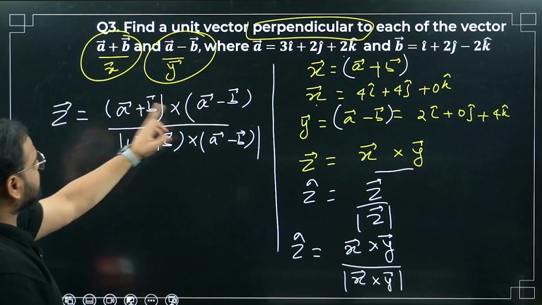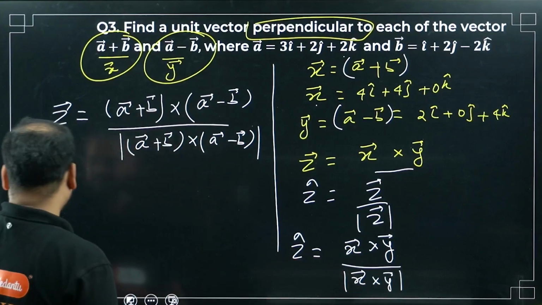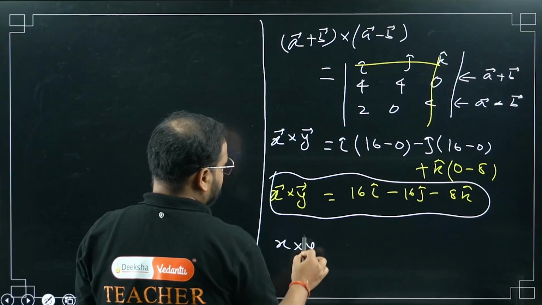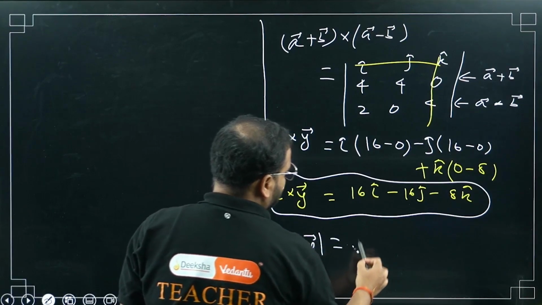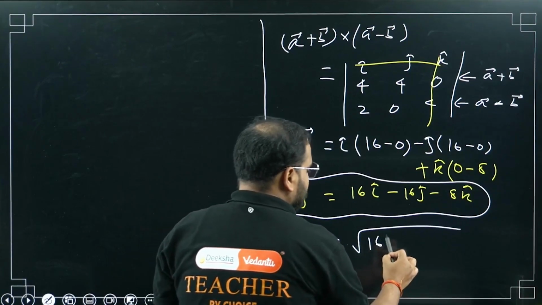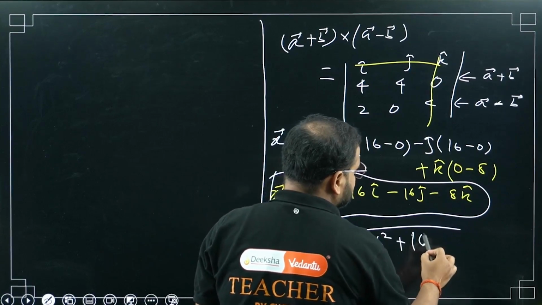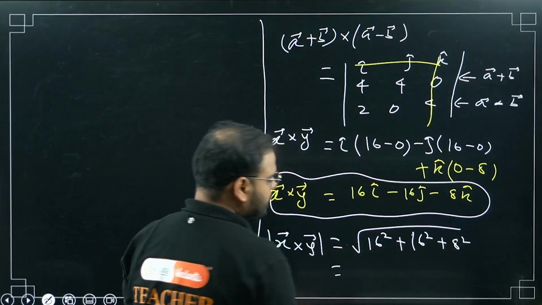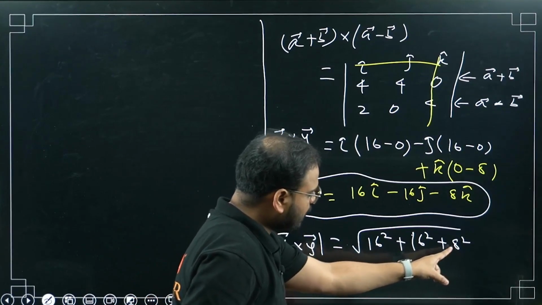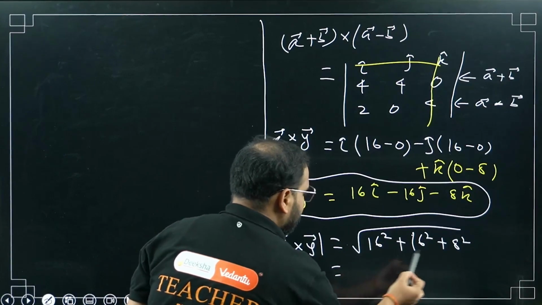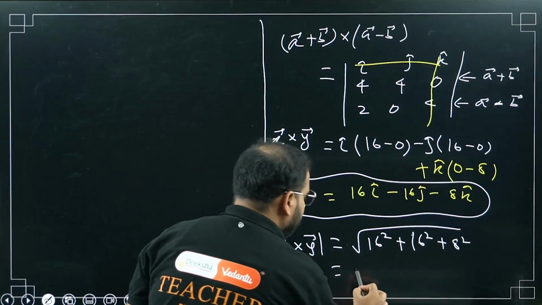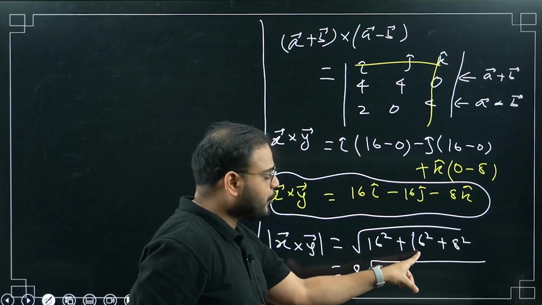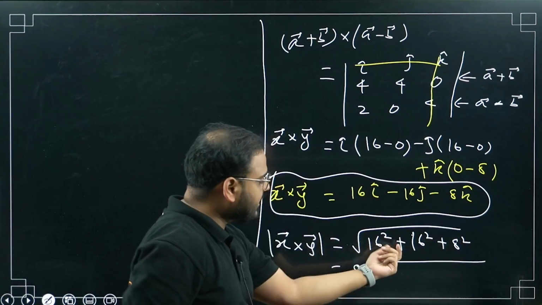I'm not looking for just X cross Y; I'm looking for its modulus as well. Let's find that value. 16 squared, 16 squared again, and 8 squared. Can you take 8 squared common from everything? 16 is 2 into 8, the whole square, and the last is just 8 squared. I'm taking 8 squared common.